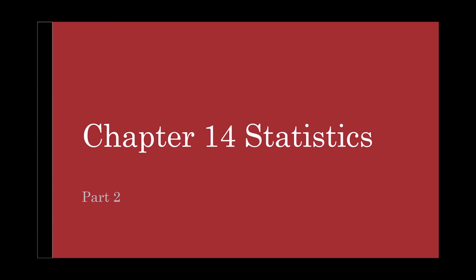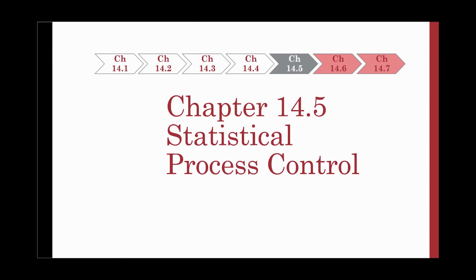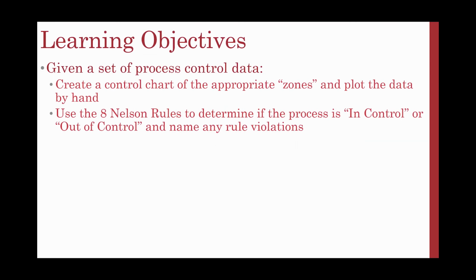Alright, in this lecture we're going to finish our conversation about statistics. So we're going to look at statistical process control. Given a set of process control data, we're going to create a control chart of the appropriate zones and plot the data by hand. We're going to use the 8 Nelson rules to determine if the process is in control or out of control and name any rule violations.